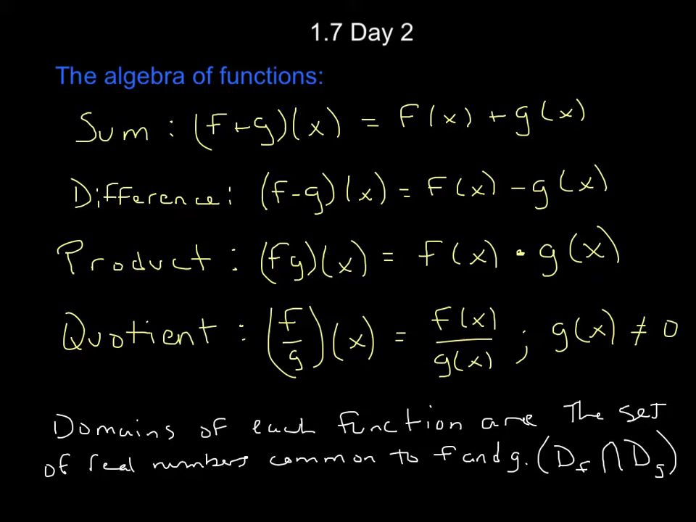And the key thing to remember is that the domain of each of those functions, whether it's the sum or the difference, product, quotient, the domains are going to be the set of real numbers that are common to both f and g. Okay, so in order for something to be in the domain of the sum of 2 functions, it had to be in the domain of both functions to begin with. That's why this little upside down U here at the bottom, that means the intersection. Okay, so this right here means the intersection of those 2 functions. It means what do they have in common.